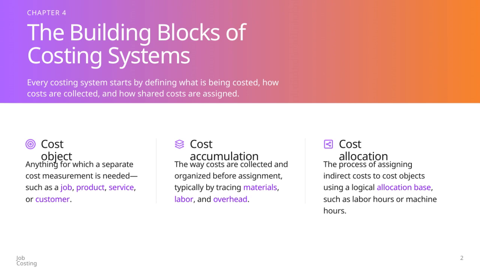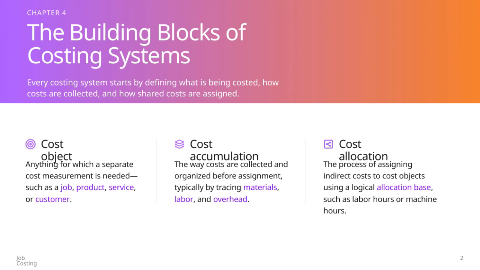Next, cost accumulation is the way we gather and organize those costs before we assign them. Typically, this involves tracing direct materials, labor, and overhead costs. Then, we have cost allocation, which comes into play when assigning indirect costs. Since these costs can't be traced directly to a specific cost object, we allocate them using a logical base, like labor hours or machine hours. Understanding these building blocks, cost objects, cost accumulation, and cost allocation, is crucial for developing accurate and effective costing systems.